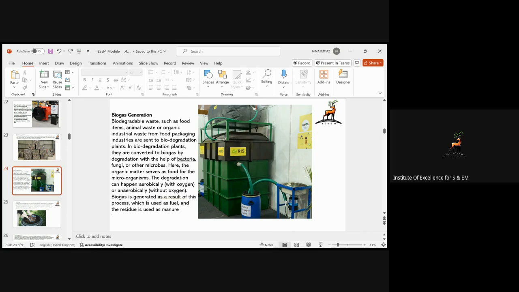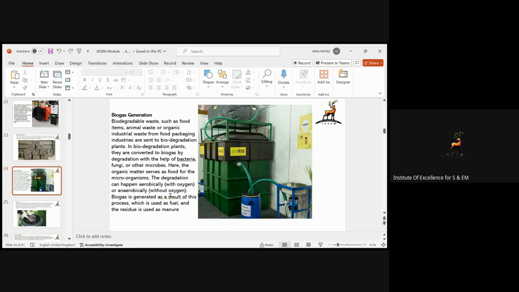This is basically a process in which biodegradable waste such as food items, animal waste, or organic industrial waste from food packaging industries is sent to the biodegradation plant, where it is converted into biogas by degradation with the help of bacteria, fungi, and other microbes. The organic matter serves as food for these microorganisms, and they act on it and convert it into simpler matter. The degradation can happen aerobically, but that depends upon the species of the bacteria, either anaerobic or aerobic.